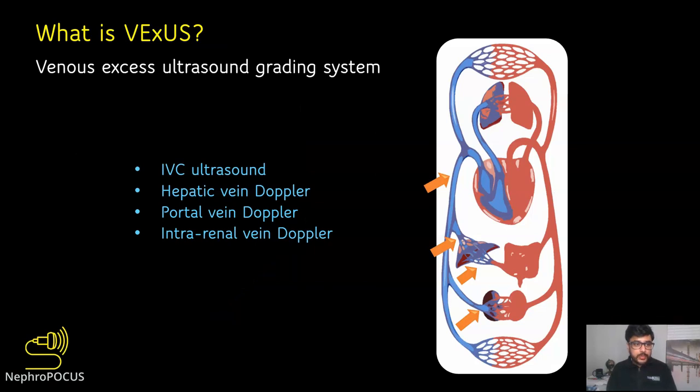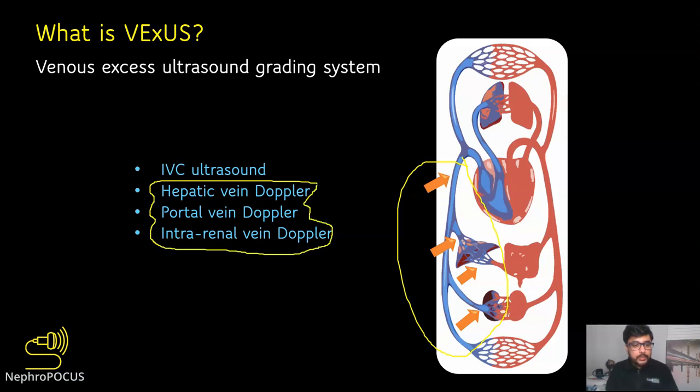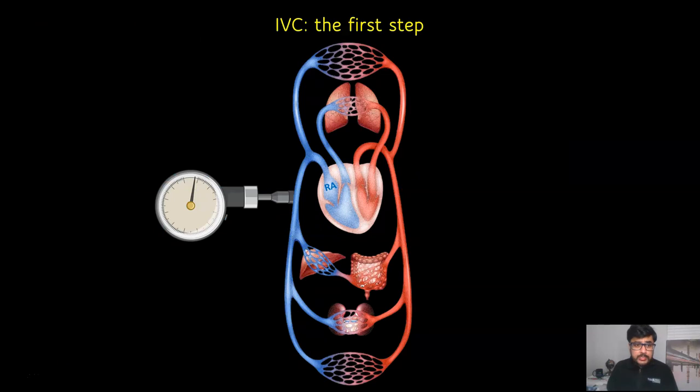So what is VExUS? VExUS, or VExUS ultrasound grading system, involves assessing the rightward limb of the hemodynamic circuit by inferior vena cava ultrasound, which is a traditional parameter used to estimate right atrial pressure. And in addition to that, you use hepatic vein Doppler, portal vein Doppler, and intrarenal or renal parenchymal vein Doppler as an adjunct to IVC ultrasound, and assess the flow at the organ level. And by using all these parameters, we calculate a score, the VExUS score, which we will talk about towards the end of this lecture. So IVC is the first step.